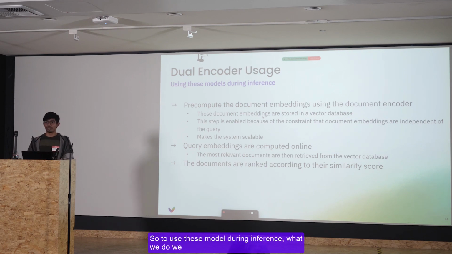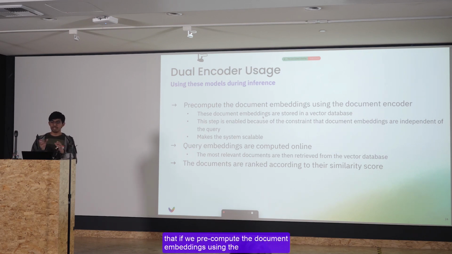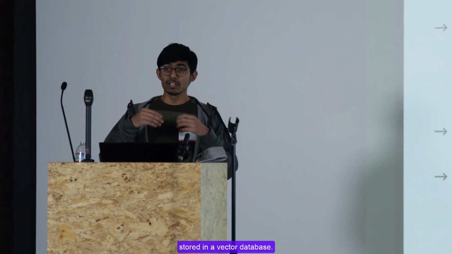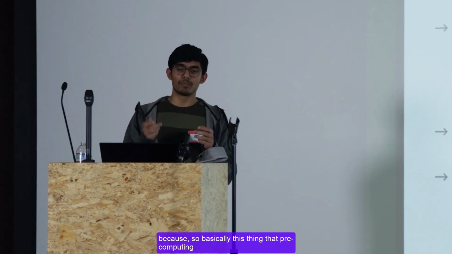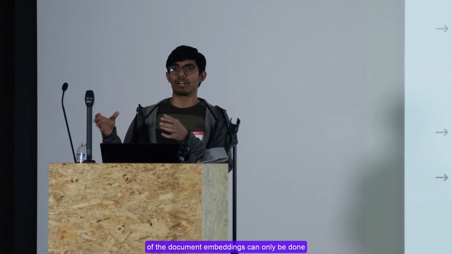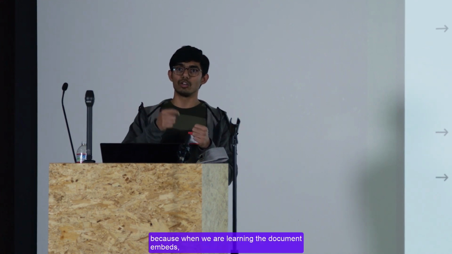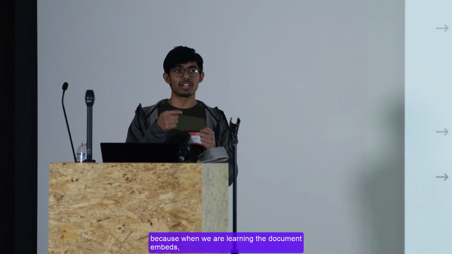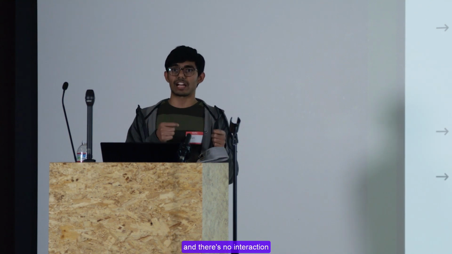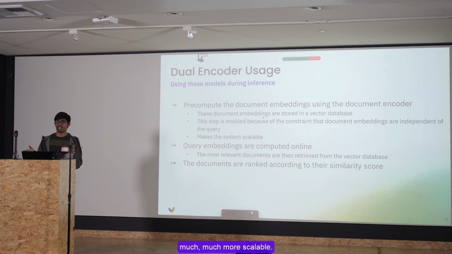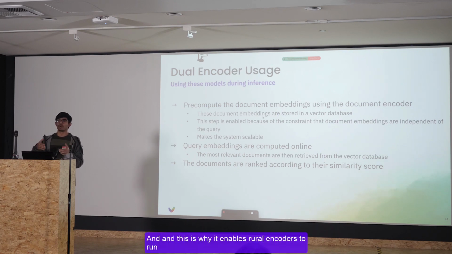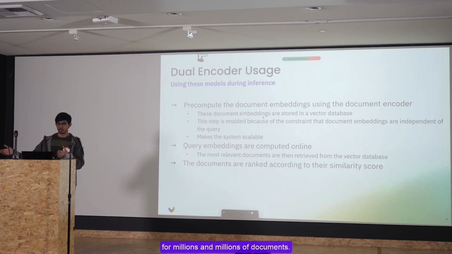To use these models during inference, we pre-compute the document embeddings using the document encoder, and these embeddings are then stored in a vector database. This pre-computing of the document embeddings can only be done because when we are learning the document embeddings, it is done independent of the query, and there's no interaction between the query and the document. So this whole thing makes the system much more scalable, and this is why it enables dual encoders to run for millions and millions of documents.